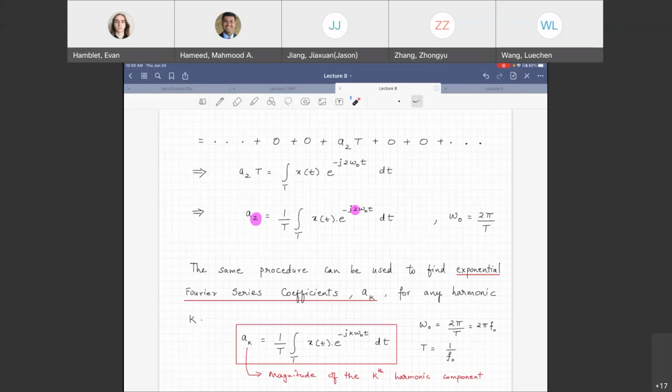You guys see that? Because the first harmonic might change, the second harmonic will not change. All the frequencies will not change. You're just moving it up and down. Only A sub 0 will change. The DC term will change.